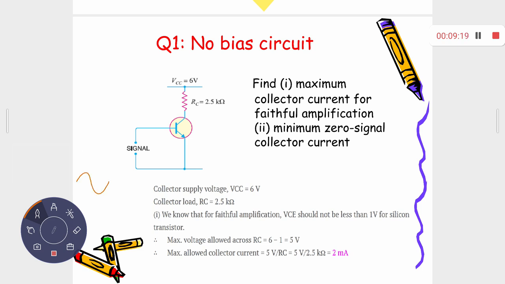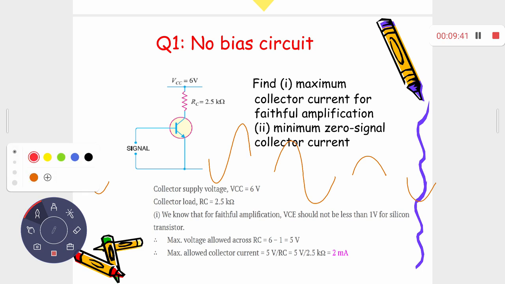Suppose this is your input, your output should be something like that. Either this one, a phase reversal, or might be this one, but it cannot be this one. So these are allowed, but it cannot be this one, neither this one. These are not allowed. That means the signal shape has to be preserved. Signal shape has to be preserved. That is called faithful amplification.